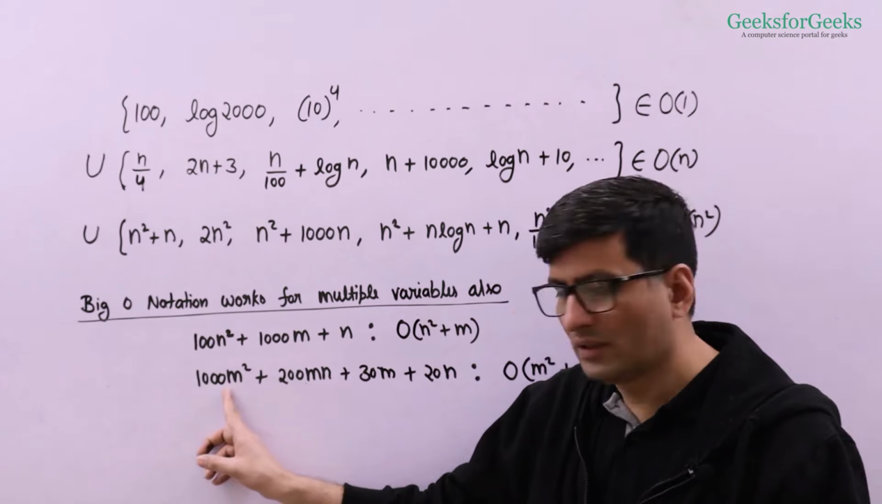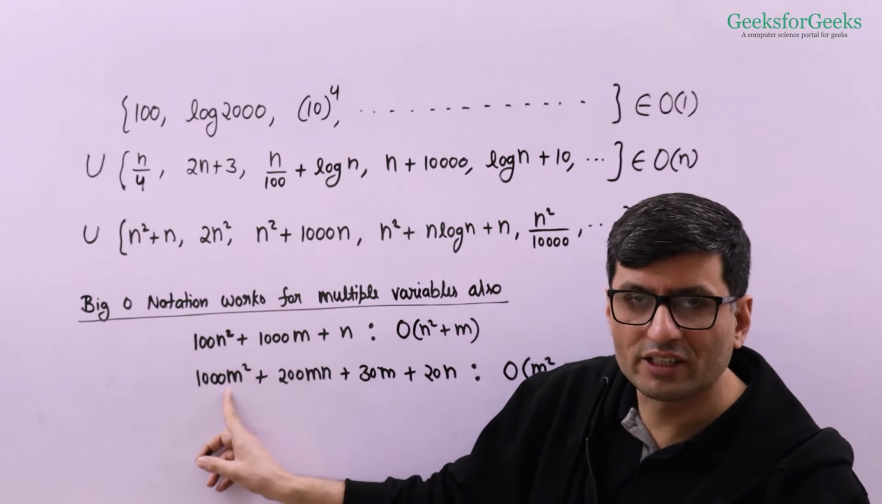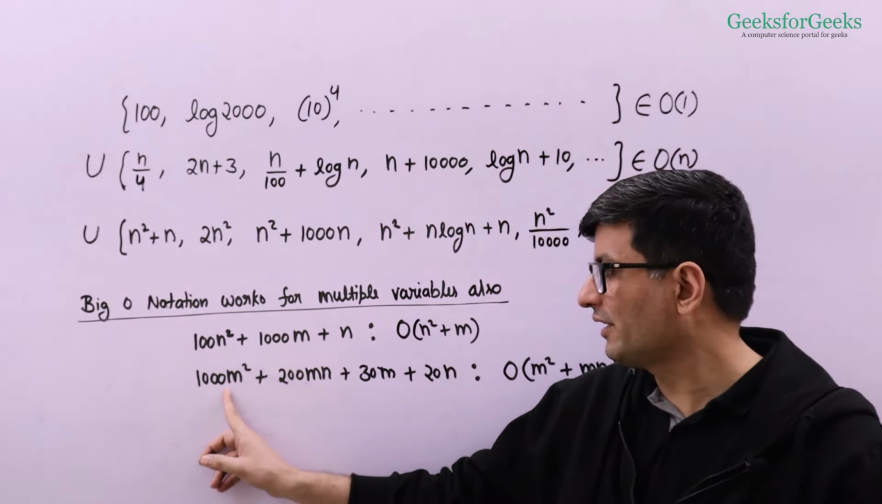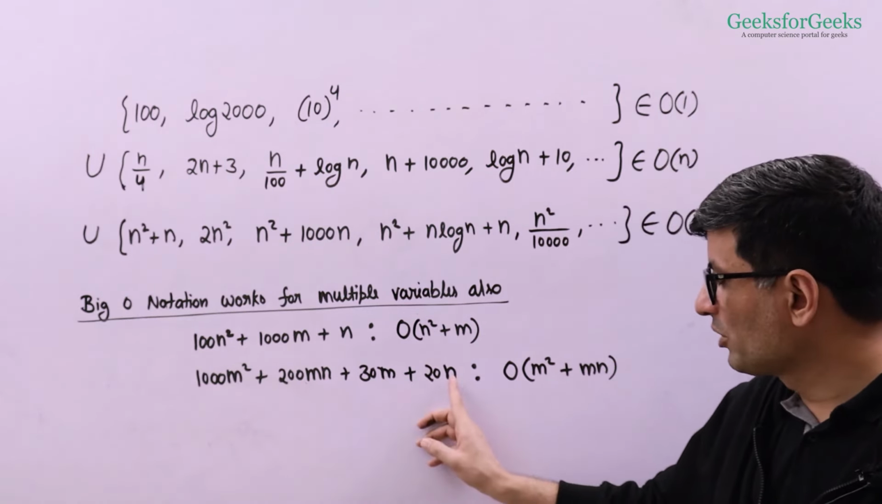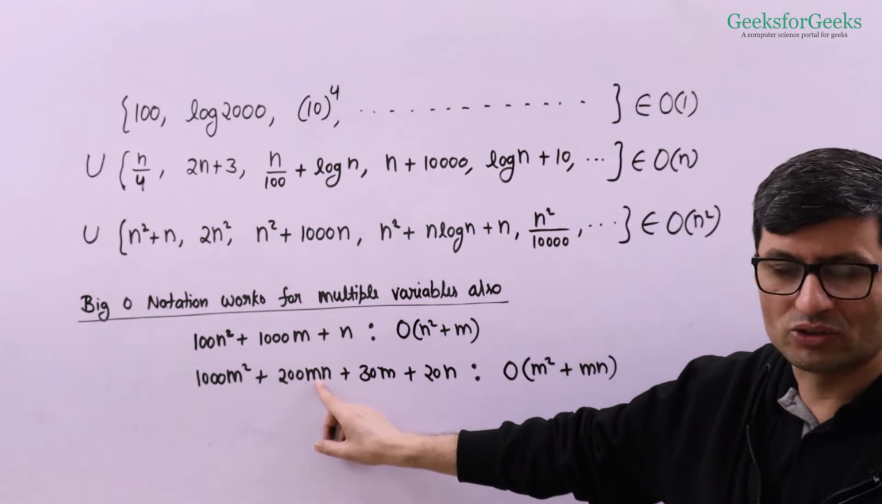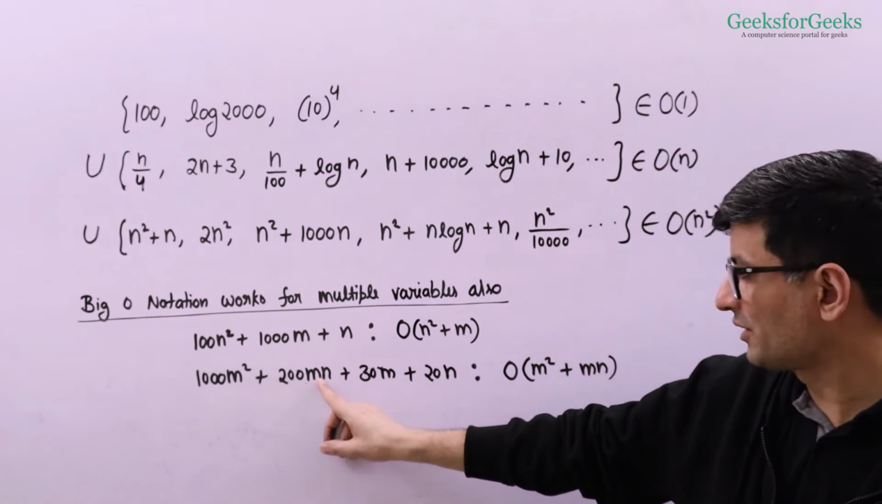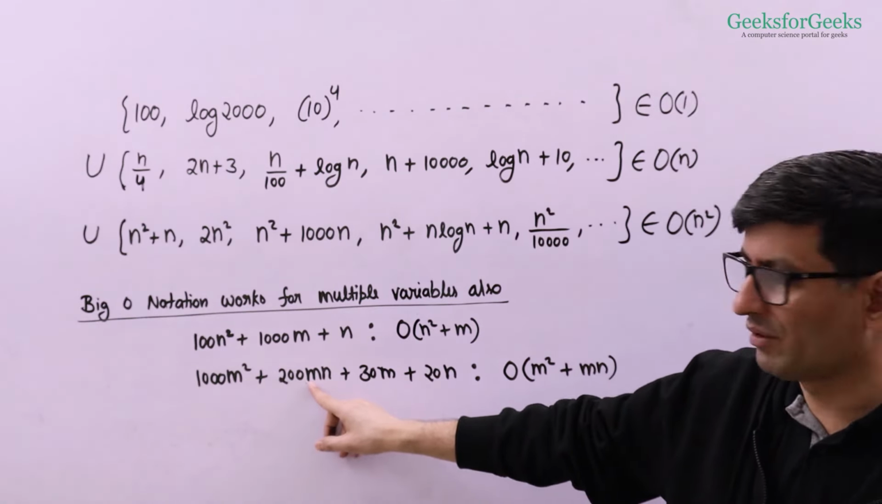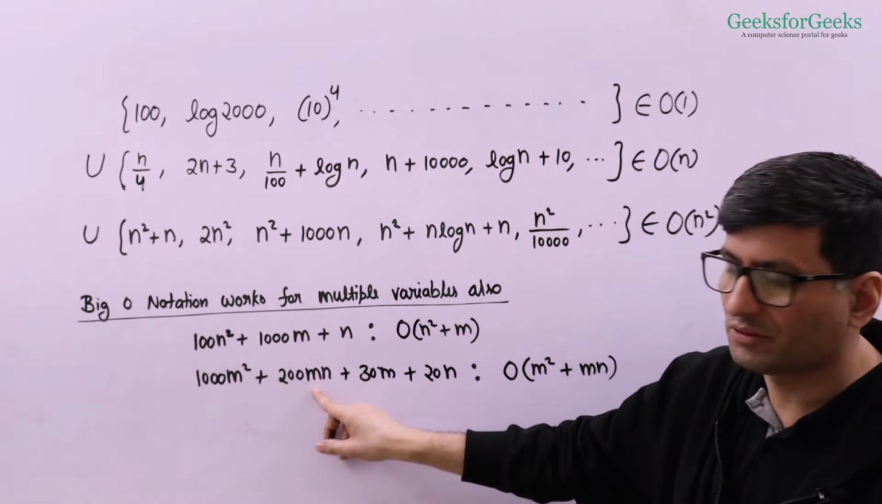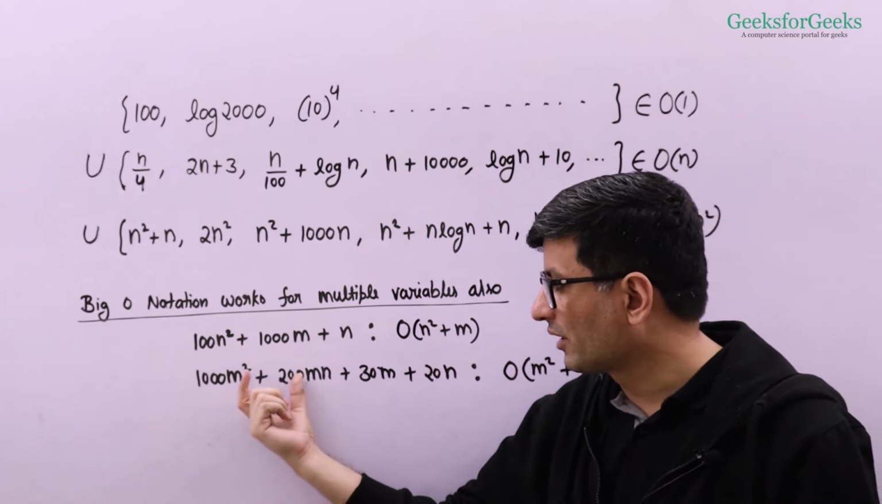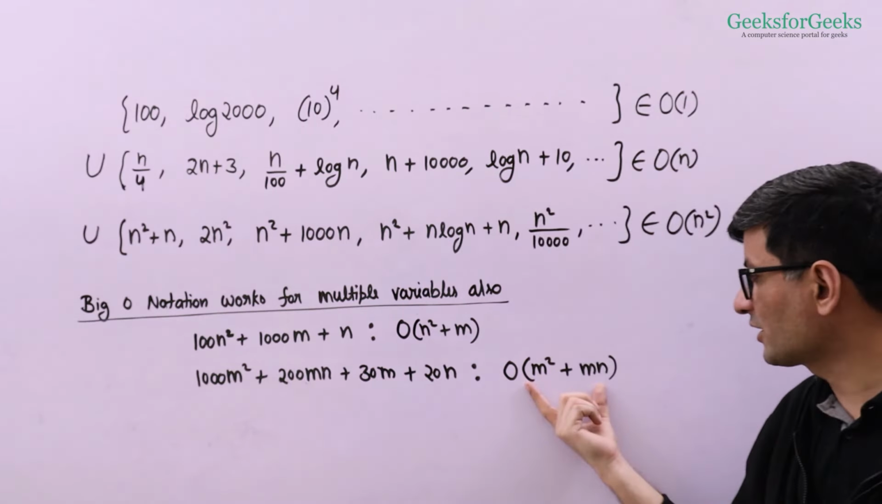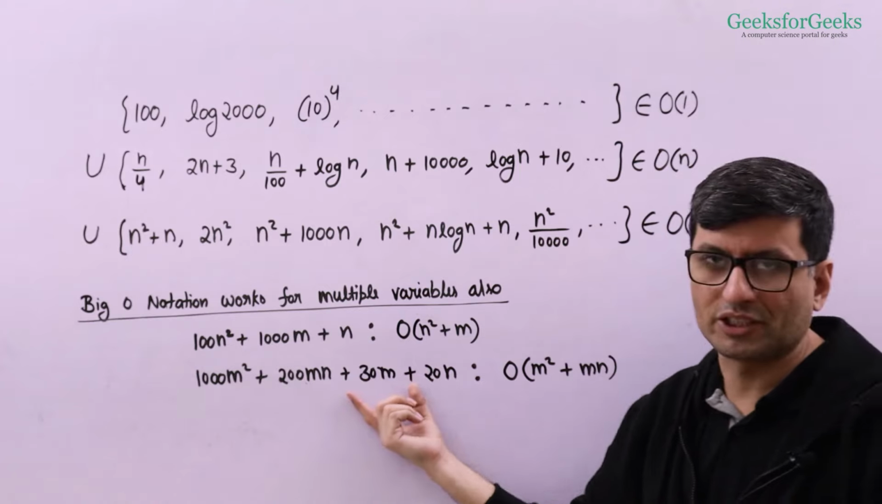Let's see this example. m square is the highest growing term for m, right? For n, we have two terms, n and mn, and mn is obviously the higher growing term, right? It's multiplied with an input variable. We talk about m tends to infinity, n tends to infinity. So we have m square plus mn as the order of growth of this expression.